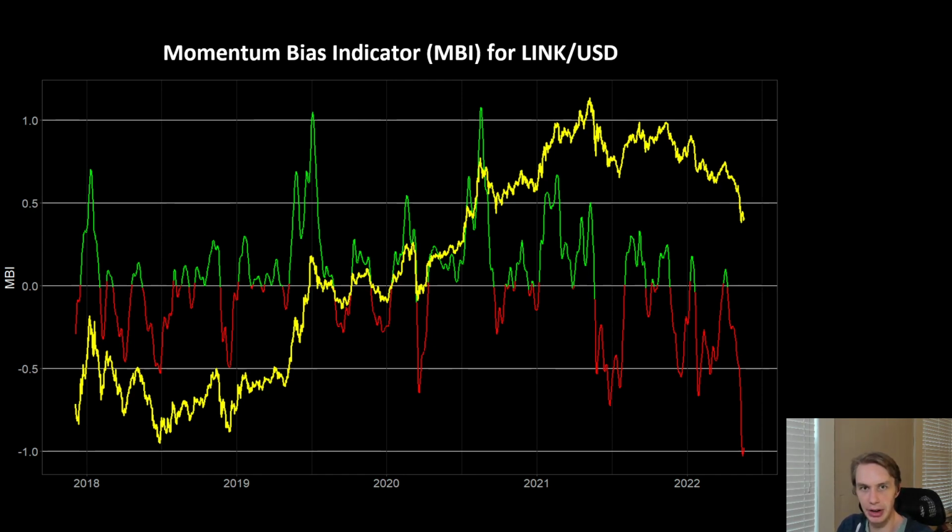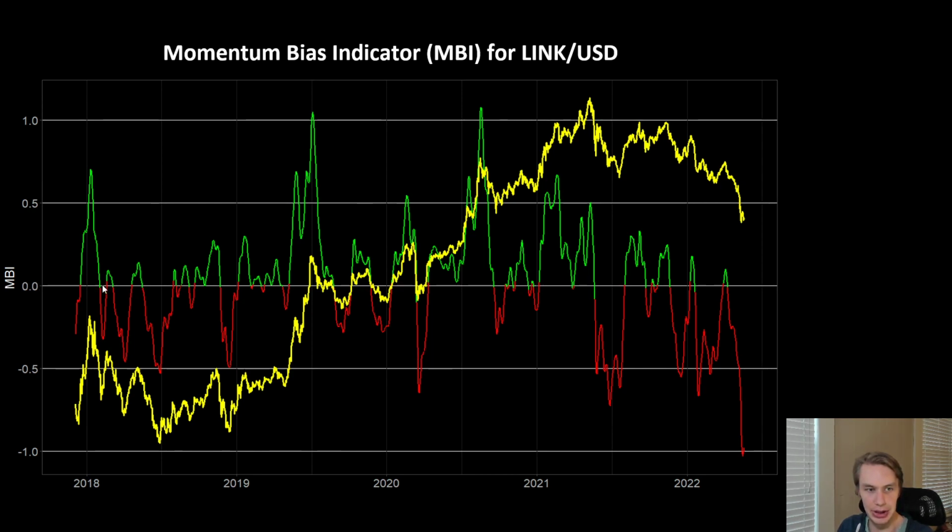The indicator I haven't talked about before with Link, I don't believe, but it's one that I think offers some useful insights. So this is a model, if you're not familiar, which basically tries to capture the prevailing momentum in the market, hence momentum bias. The idea is: is the momentum biased to the upside, which would be denoted by being above zero, green, or is the prevailing momentum biased to the downside? That would be red down here.